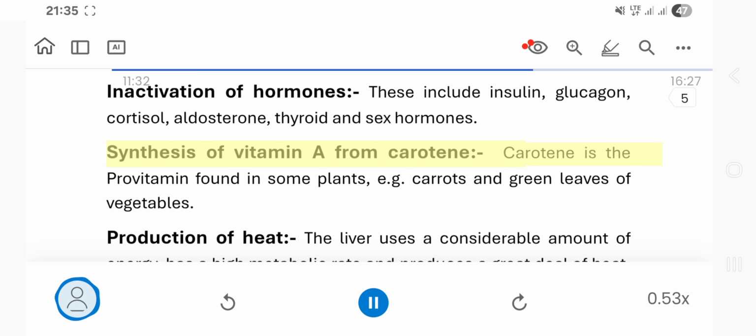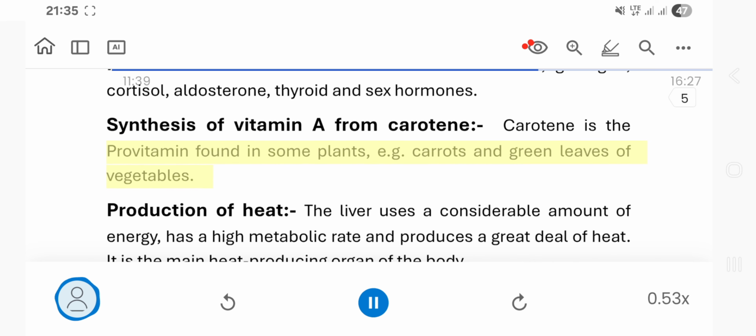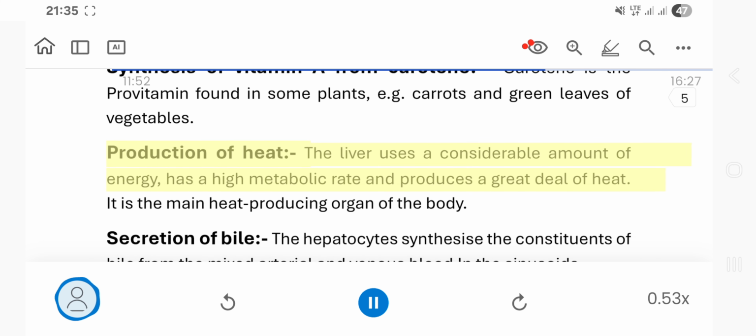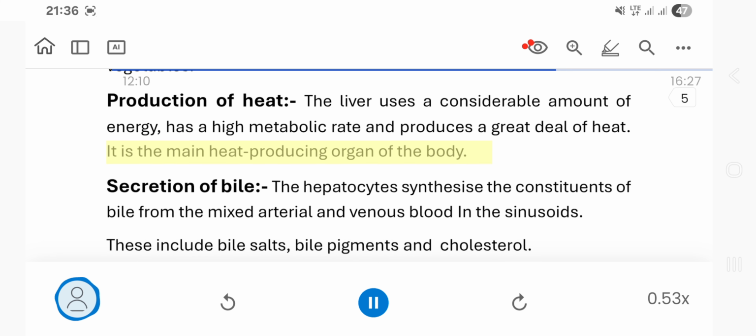Synthesis of vitamin A from carotene. Carotene is the provitamin found in some plants, e.g. carrots and green leaves of vegetables. Production of heat. The liver uses a considerable amount of energy, has a high metabolic rate and produces a great deal of heat. It is the main heat-producing organ of the body.